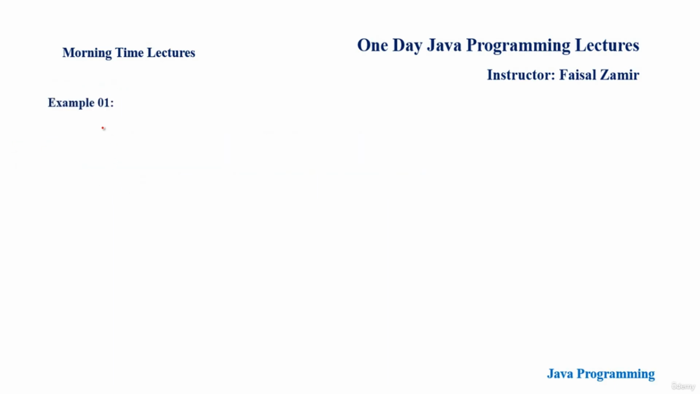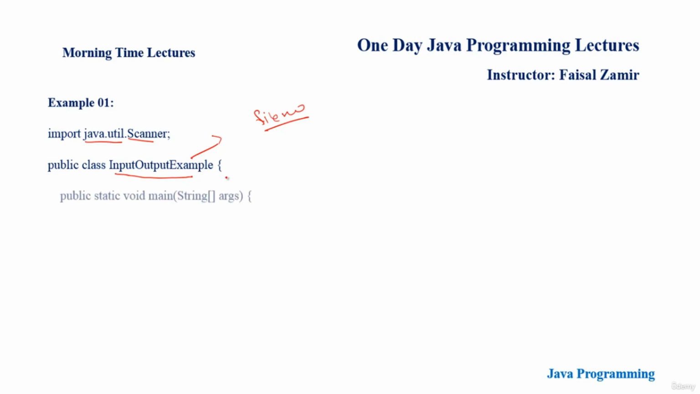Another example I want to share with you. If you want to get data from users using the Scanner class, you have to import the Scanner class from the package java.util. From this package you import the class, and then this is your main class of the program. Input output example, actually this will be your file name. Also file name and class name should be the same. Starting curly braces for this class. Main method, that's the starting point.